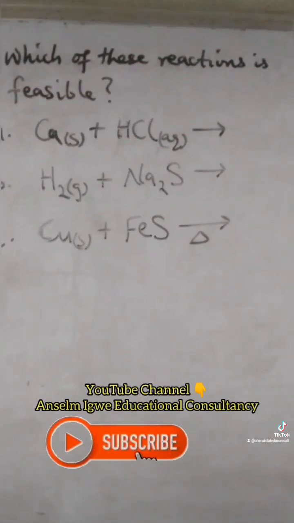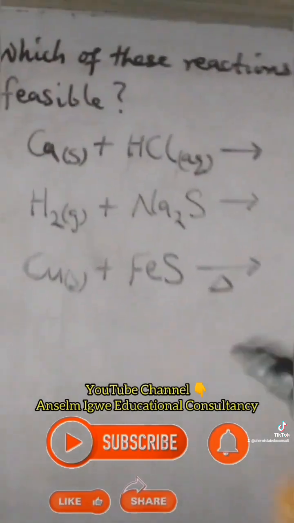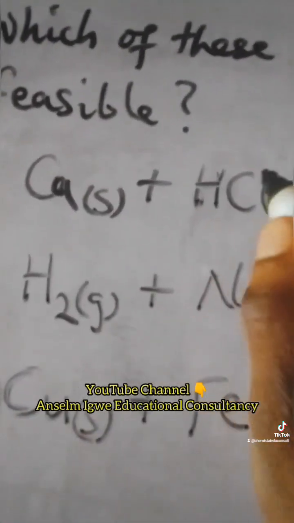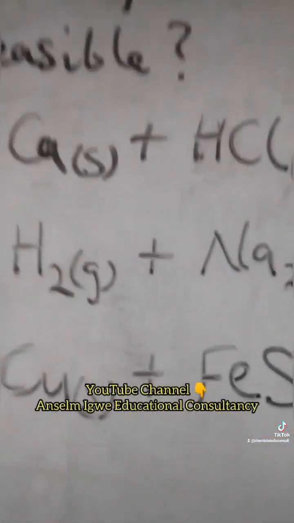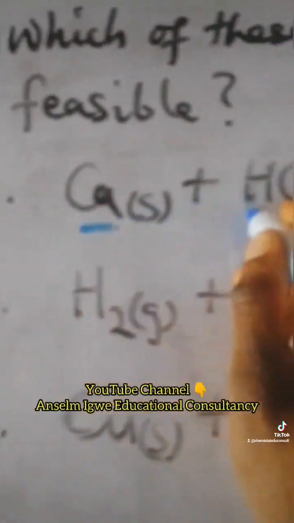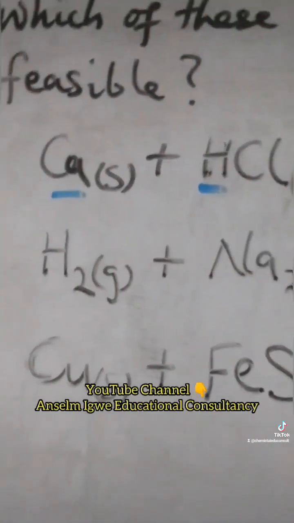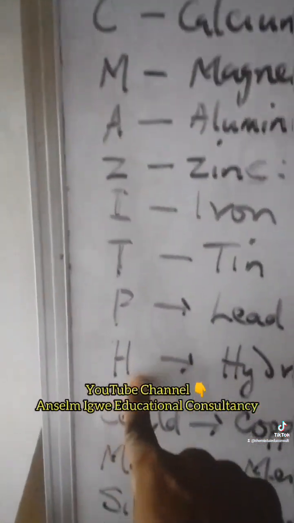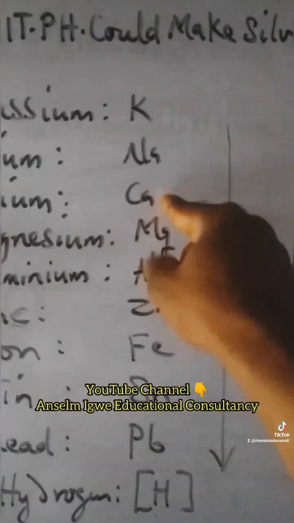Which of these reactions is feasible? Calcium reacting with hydrogen chloride or hydrochloric acid. What you should consider is this hydrogen and calcium here. Which one can displace the other? So calcium and hydrogen, what are their relative positions? Is calcium above hydrogen or hydrogen above calcium? Look at hydrogen here and look at where calcium is. You see that calcium can easily displace hydrogen. Therefore, reaction A is feasible.